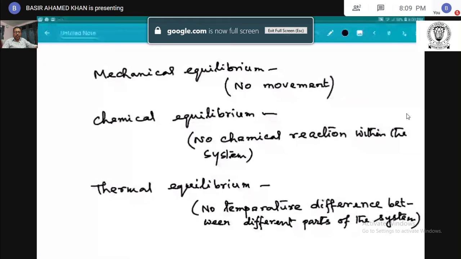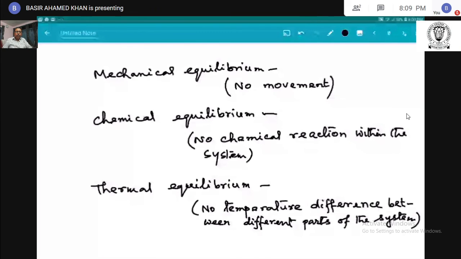Then thermal equilibrium. So when these three equilibrium conditions are satisfied simultaneously, then we say that the thermodynamic system is in thermodynamic equilibrium.